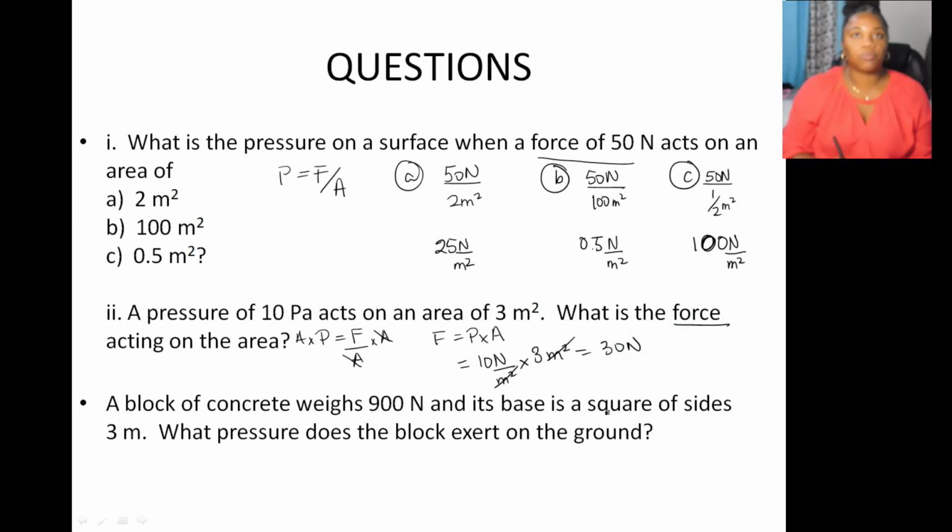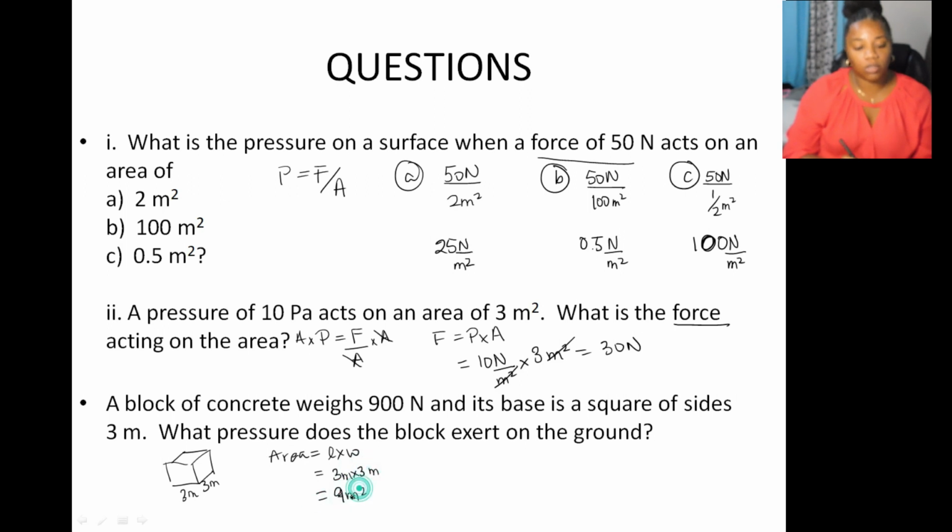So that will give us 30 newtons. That's the force. Now, moving on, a block of concrete weighs 900 newtons and its base is a square of size 3 meters. What pressure does the block exert on the ground? The block has a base of 3 meters, so we have to find the area of this square block. The area is equal to length times width, which is 3 meters by 3 meters, which is 9 meters squared.